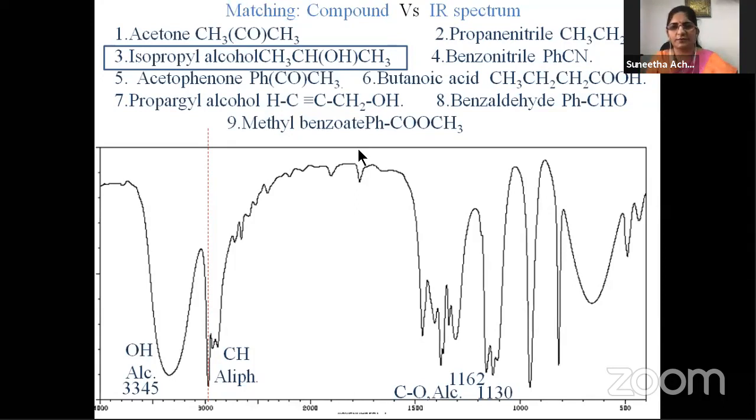Sir, please continue. His observation is very correct, propargyl alcohol. But the problem you face here is that C triple bond C, you cannot see it as a peak over here. Since you are not able to see it, you can definitely delete this option. That is, you can fix it to be isopropyl alcohol only, because you cannot assume this, because the C triple bond C peak is not there.